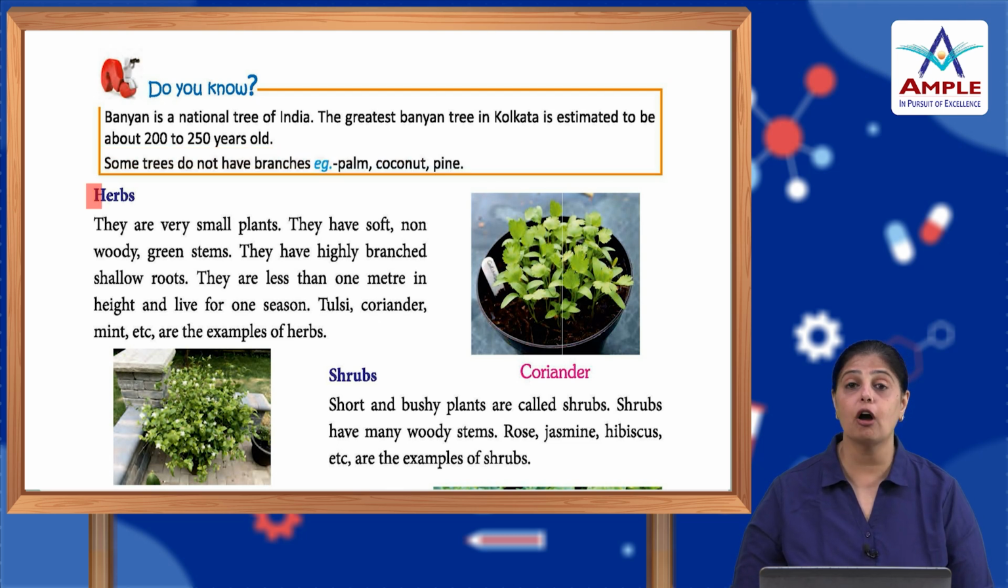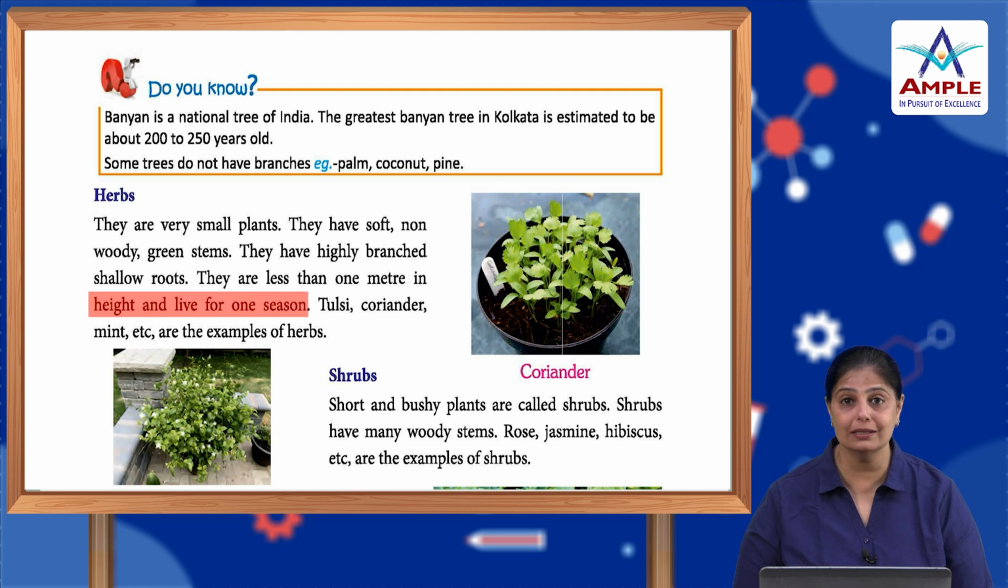Alright. Now, let us talk about herbs. What are herbs? They are very small plants. They have soft, non-woody green stems. And they have highly branched, shallow roots. They are less than 1 meter in height and live for one season. Tulsi, coriander, mint, etc. are examples of herbs.